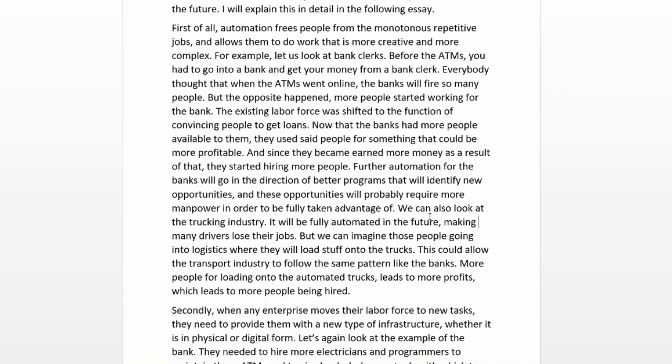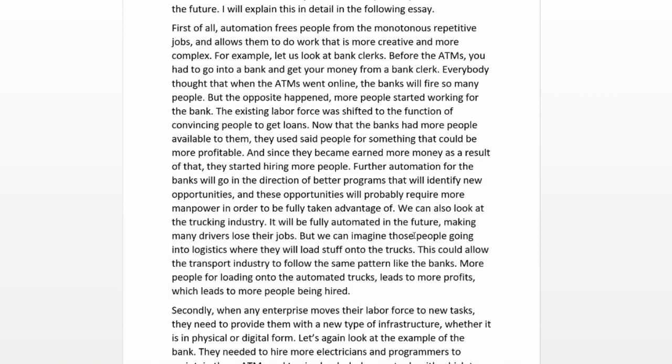And then I continue to talk about the second example, and now I talk about the trucking industry. And what I'm saying here, I don't know that this will happen, but this is my opinion. So it's not important whether it will actually happen, whether your predictions are good, whether the person who will grade your essay will think it's good. What is important is how you write about it.